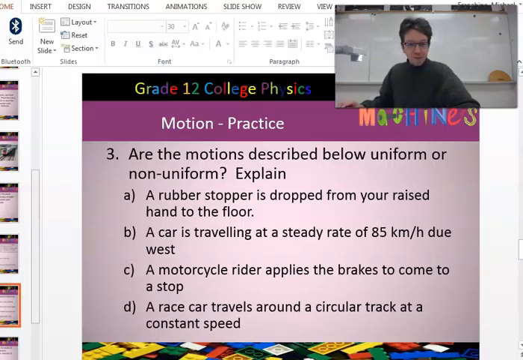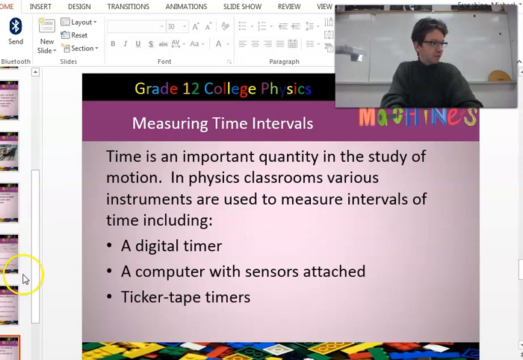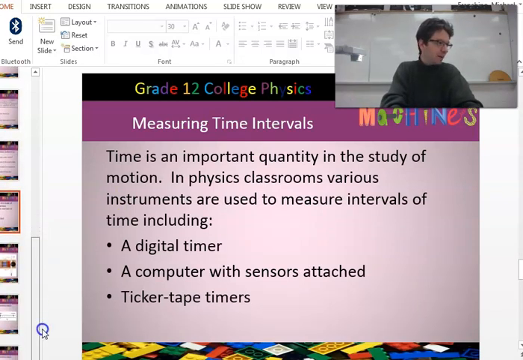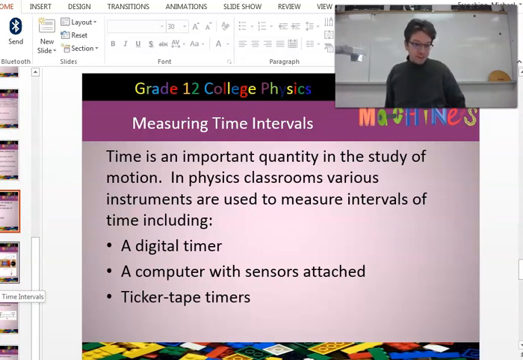Let me go back to the PowerPoint. All right, measuring time intervals. So time is very important, especially in the study of motion. In a physics class, when we do labs, we still have to figure out how we're going to measure it, but there are different ways of doing it. You can use a digital timer, a computer with sensors attached, and something also called ticker tape timers. Maybe the easiest thing for us to do would be for everyone to use their own cell phone.